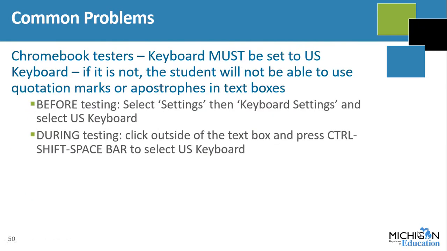Students testing on Chromebook who have the wrong keyboard setting, US International Keyboard, will not be able to use the quotation marks or apostrophes while in the text boxes. To resolve this issue before testing begins, choose Settings on the Chromebook, then choose Keyboard Settings, and be sure US Keyboard is selected. If this happens during testing, have the student click outside of the text box, then press Ctrl-Shift-Spacebar, which will bring up the option to select the US Keyboard setting.